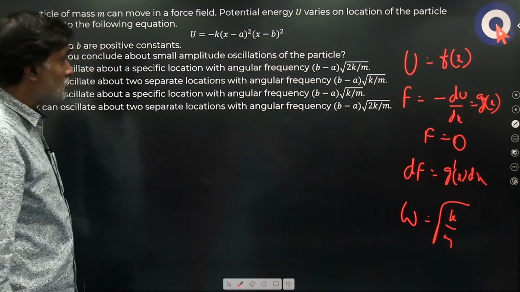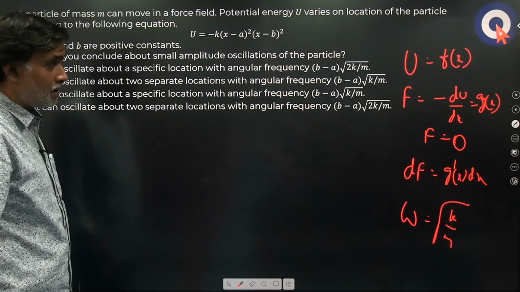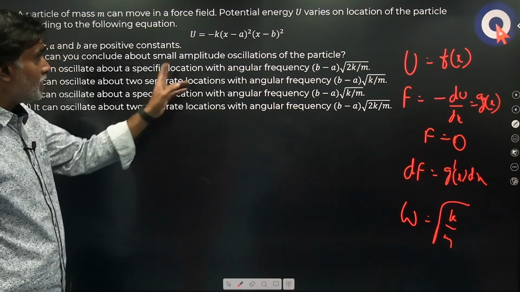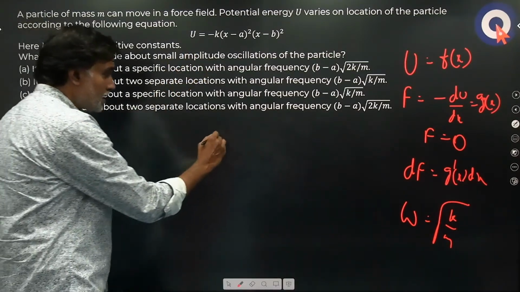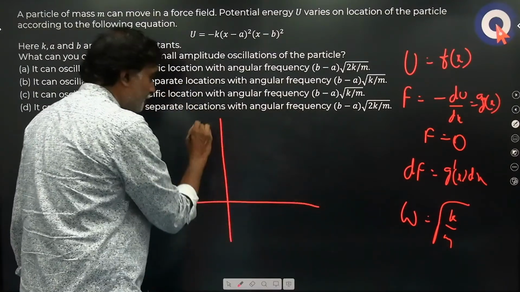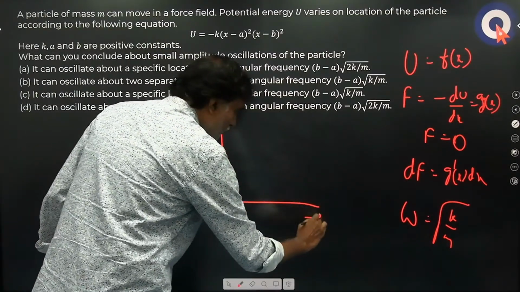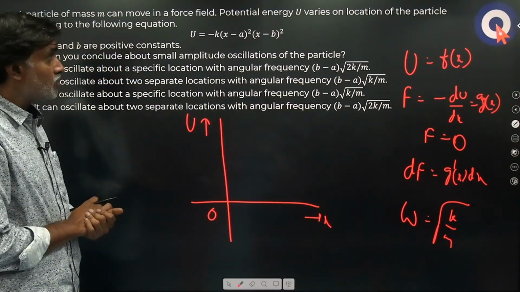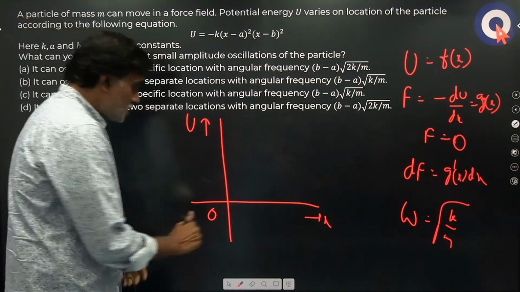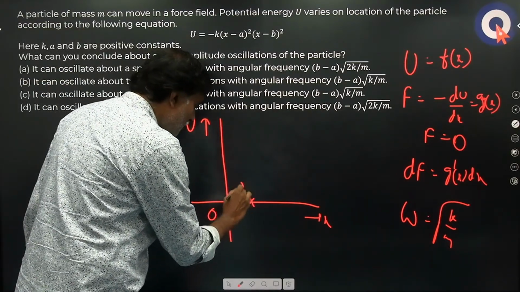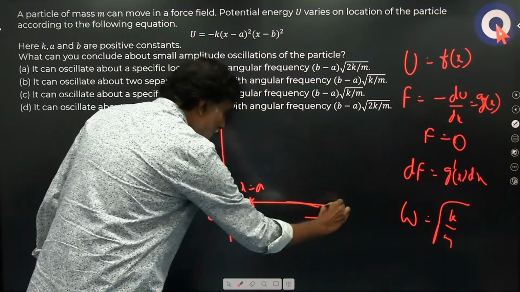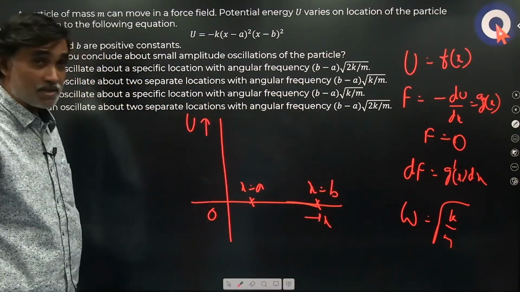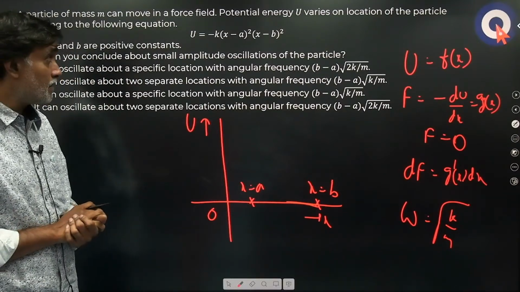Now in this case also they have given u in terms of minus k. So all minimum potential energy positions are stable equilibrium positions. Okay. So if I plot the graph u versus x, what type of graph you will get? At x equal to a, potential energy is 0. X equal to b also, potential energy is 0. So the graph should touch x axis at x equal to a and x equal to b.